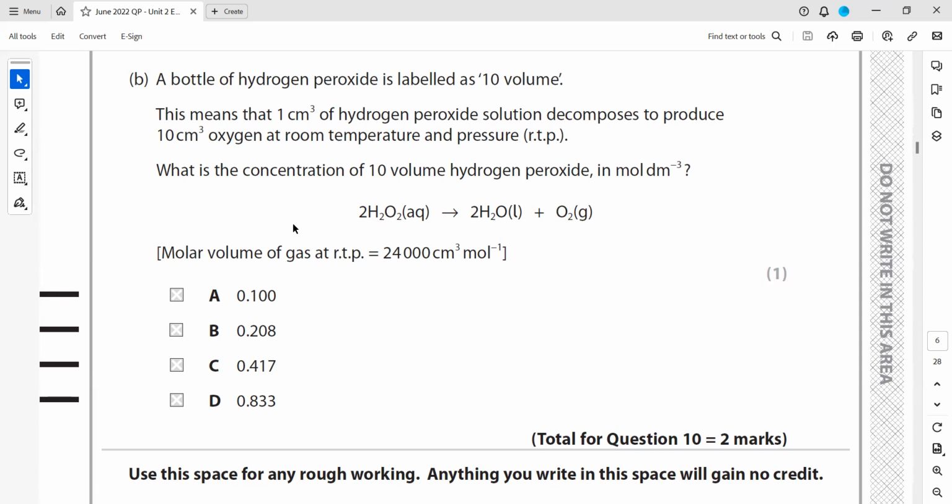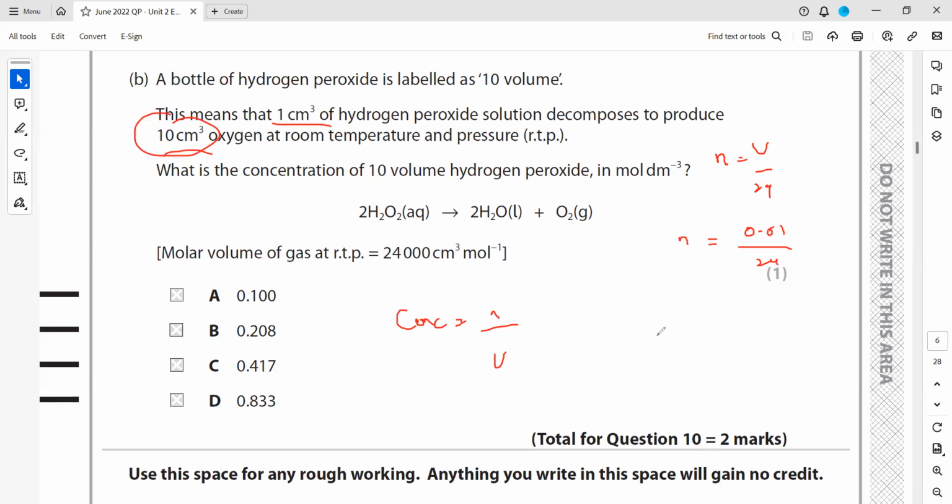So how to work out the concentration? To work out the concentration is moles divided by volume. The volume is 1. This is what we have. And it decomposed to produce 10 cm cube of oxygen. So first we'll work out the moles of oxygen. The oxygen is a gas, so how to work out the moles? The volume should be in dm cube. So moles of oxygen is volume divided by 24. So the volume of oxygen gas is 10 cm cube. So 10 divided by 1000, so 0.01 divided by 24. This will give us the moles.